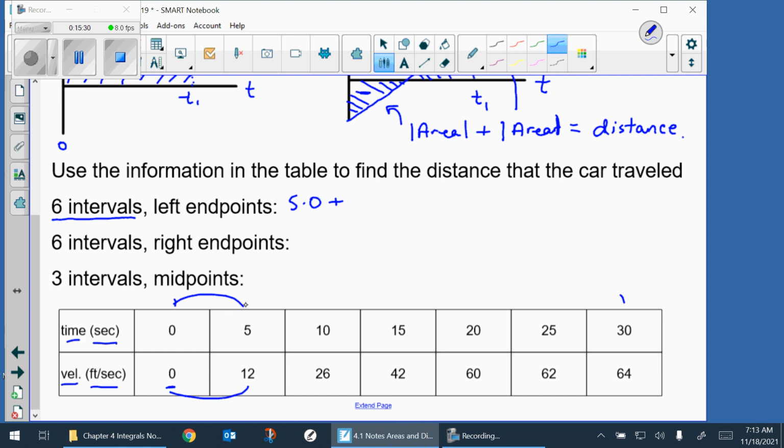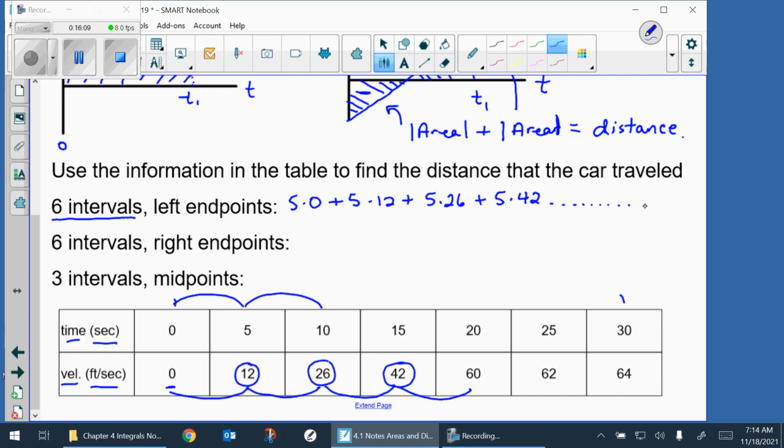Plus the next rectangle, again, 5 units wide, 5 seconds. And I'm going from 12 to 26, but if I'm using the left endpoint, I've got to use the 12. In fact, all of these are 5 units wide, aren't they? And my next left endpoint would be 26. And on and on and on. My next interval goes from 42 to a velocity of 60. I'd have to use the left one. And I trust you could do that on your own.